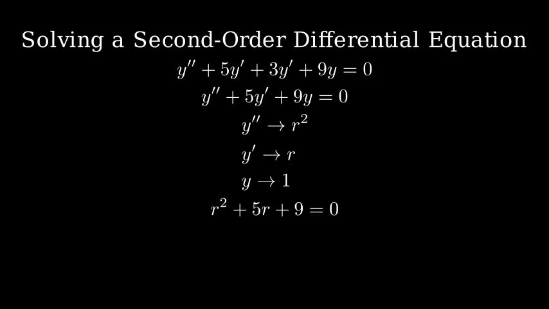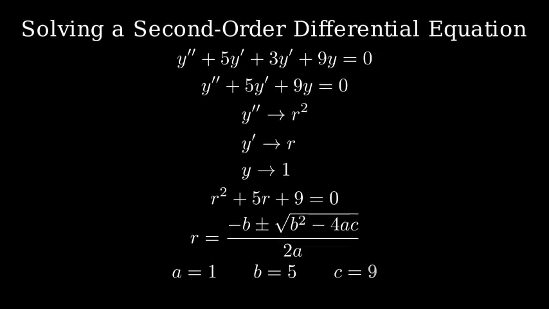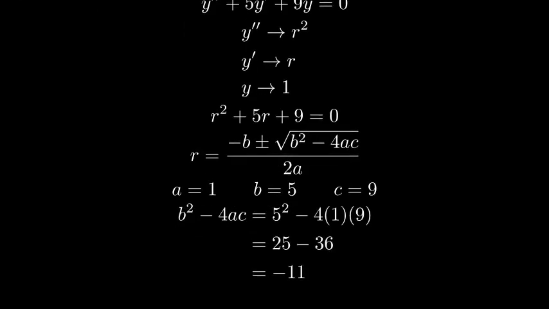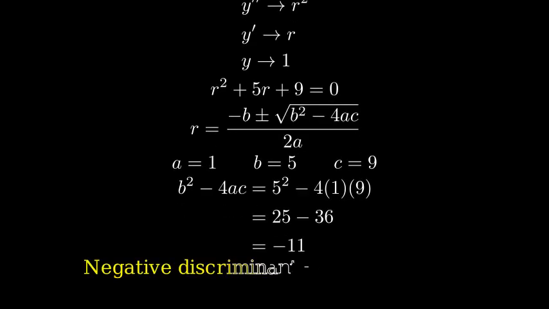We can solve this using the quadratic formula. The quadratic formula states that r equals negative b plus or minus the square root of b squared minus 4ac, all over 2a. Here, a equals 1, b equals 5, and c equals 9. Let's calculate the discriminant first. b squared minus 4ac equals 25 minus 36, which equals negative 11. Since the discriminant is negative, we'll have complex roots.